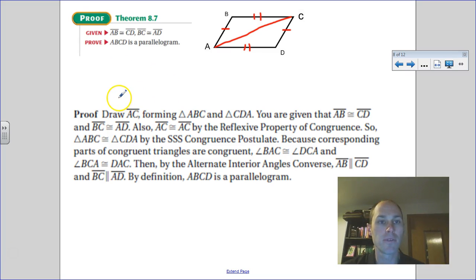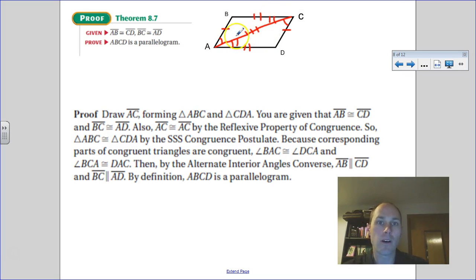Okay, so here's a paragraph proof down below, but if we draw an AC diagonal like I showed you in the proof before, we form two triangles. We know that opposite sides are congruent right now. We also know that AC is shared in both triangles by the reflexive property. So we have side, side, side congruence that shows the two triangles are congruent. So corresponding parts of congruent triangles would be congruent. So BAC would be congruent to DCA. And the same way BCA would be congruent to DAC.